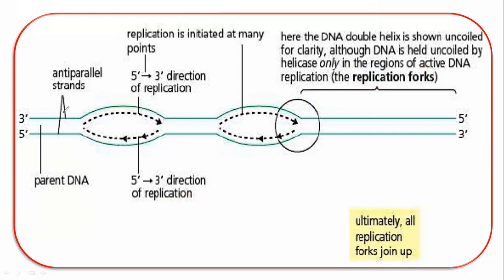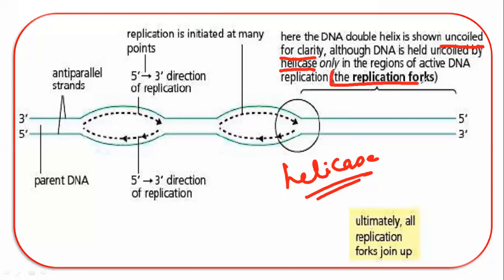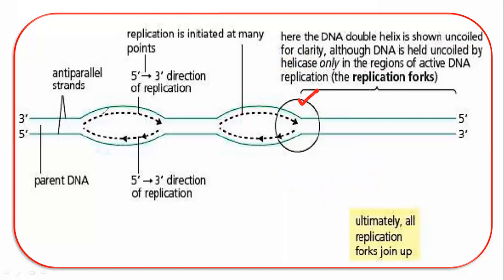So step 1, what happened? The helicase was the enzyme which basically unbinds this double helix. Now it's uncoiled for clarity. So it's unwound by the helicase. But where? Only in the regions where there is some activity going on for DNA replication, and that region is called the replication fork. Like here, like here. Okay, are these two things clear to you? Then we can move forward.